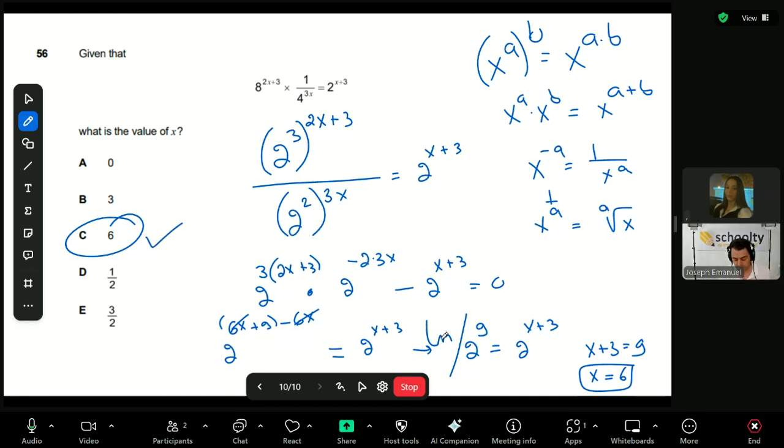Again, you can apply logarithm, or ln, on both sides. So the power will go down, and you have ln 2. And on both sides, it cancels out. Okay.